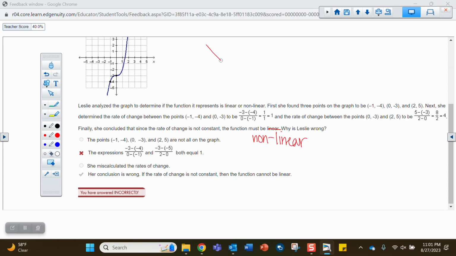Right? If we draw a line, no matter how I draw that line, the rate of change, how far it goes up and over, will always stay the same, kind of like a staircase. It's going to go up and then over and then up and then over, and that would always stay the same. But we have clearly a nonlinear graph. You can tell by looking at it, it's not a straight line. Linear just means it's a straight line. This graph is not straight. It looks like her calculations are correct, but her conclusion is wrong. Again, if the rate of change is not constant, then the function cannot be linear. It has to be nonlinear.